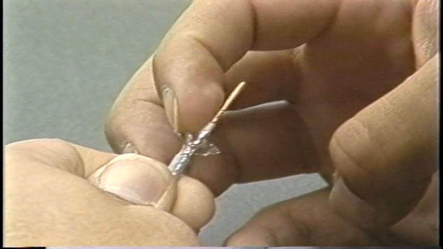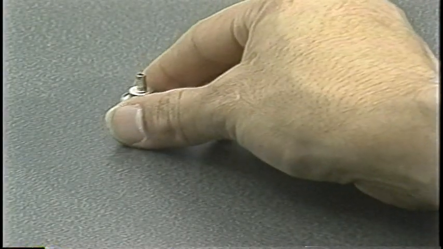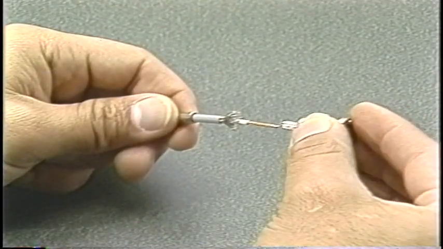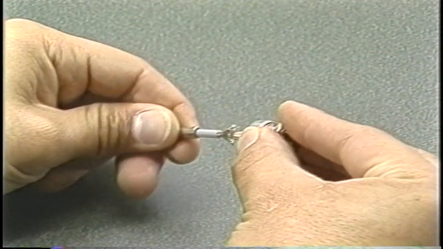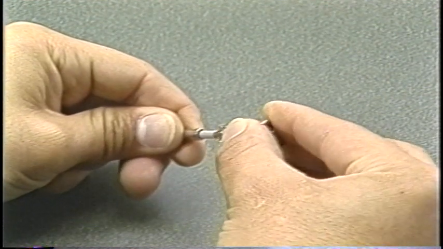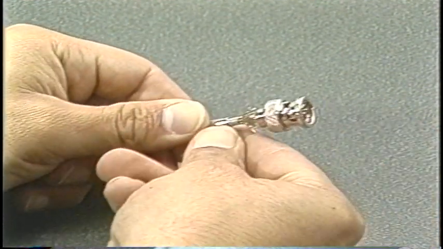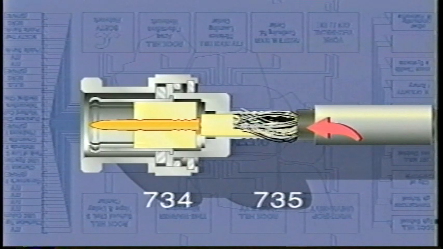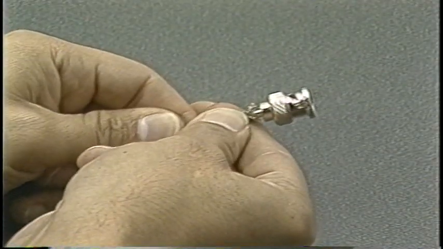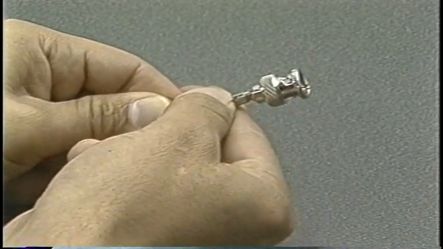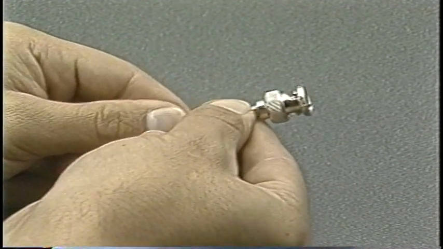Fan out the braid slightly and push the center pin into the body of the connector. The pin must snap lock into place and resist a slight tugging action. This lock assures proper positioning of the pin in the connector. On 734 and 735 cables, the foil shielding must go inside the connector body along with the dielectric. Neatly dress the braid uniformly around the outside of the connector body and slide the crimp sleeve over the braid.